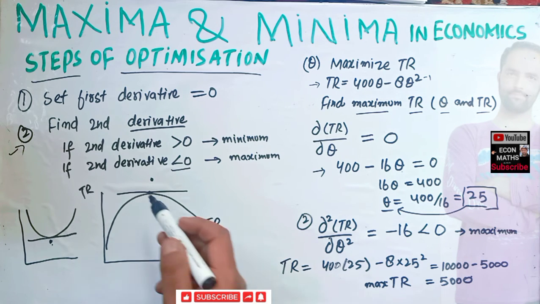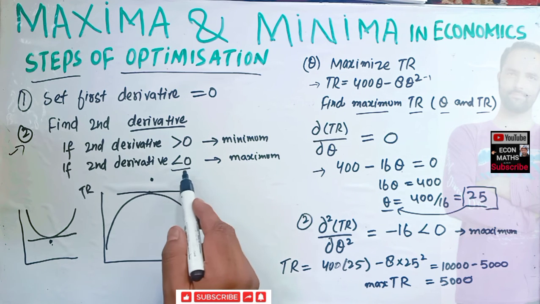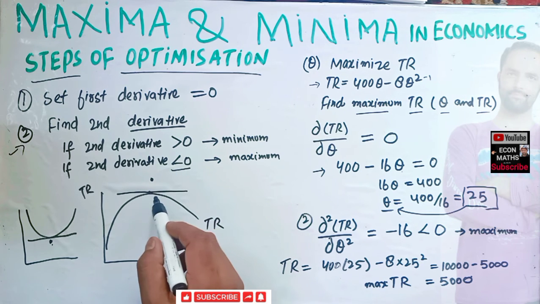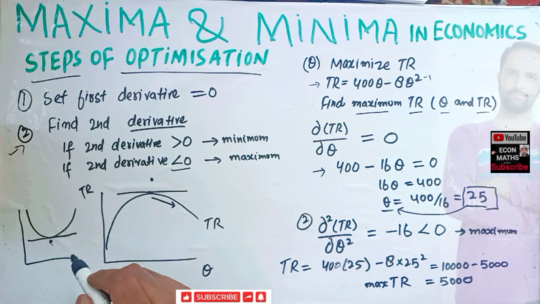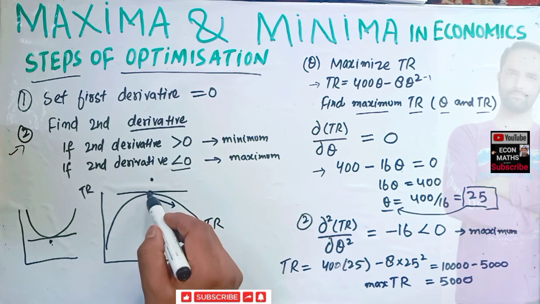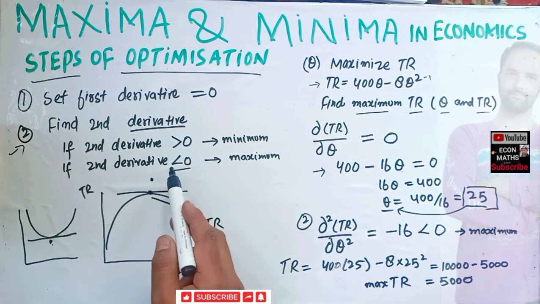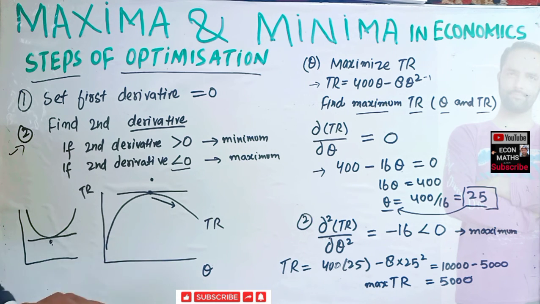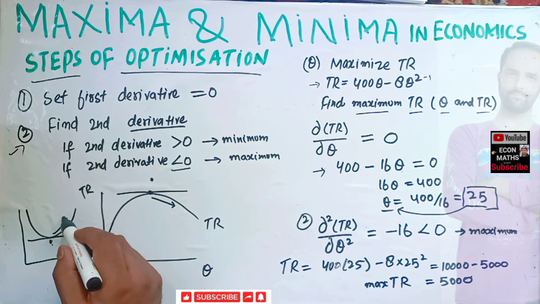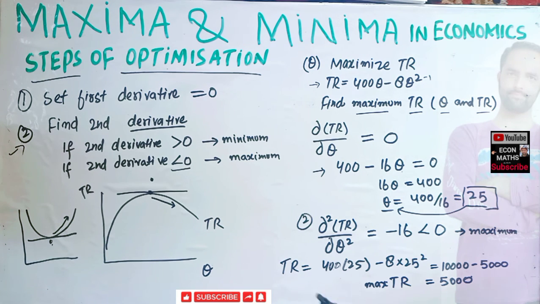So if second derivative comes out to be less than 0, that means slope is decreasing here, then we are actually at maximum. If second derivative was greater than 0, then the case would have been minimum, because the slope is increasing from this point. So second derivative ensures whether we are at maximum or minimum.